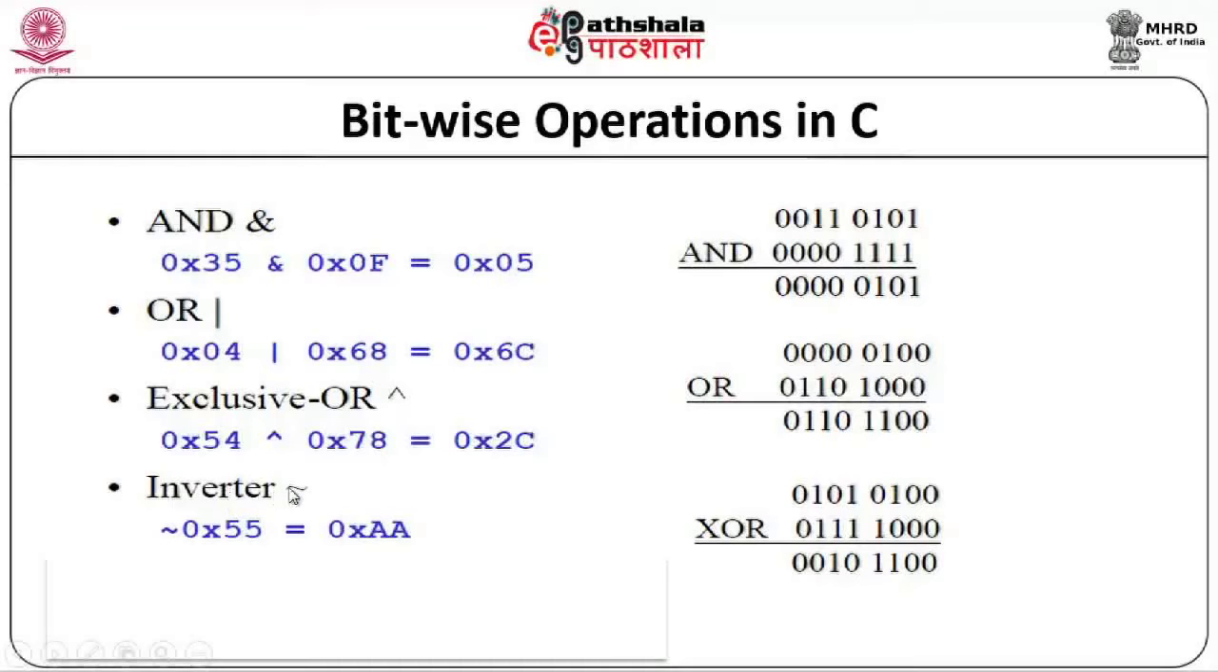The next symbol is your inverter symbol. Because it is inversion, we do not need two operands, only one operand. When we put an inverter symbol before this, 0x55 is inverted, so that we will be getting a value of 0xAA.